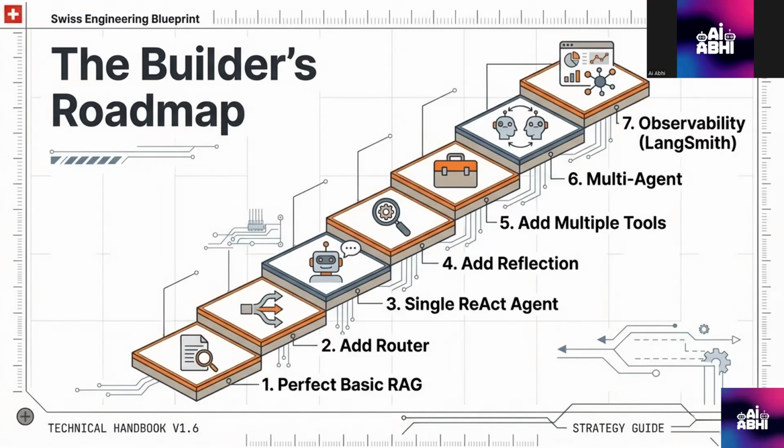Now step 6, if you need it, move to the multi-agent. Only when a single agent can't handle the complexity alone. Or else don't. Don't start here. Most use cases don't need it.